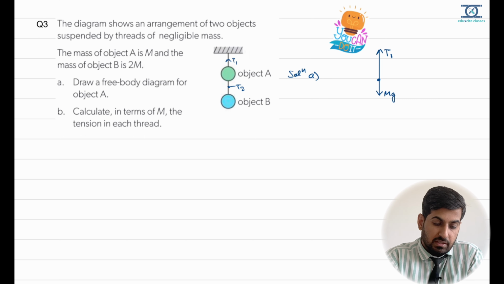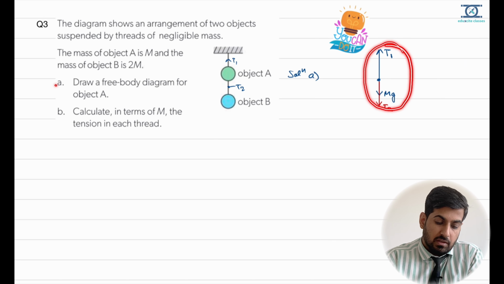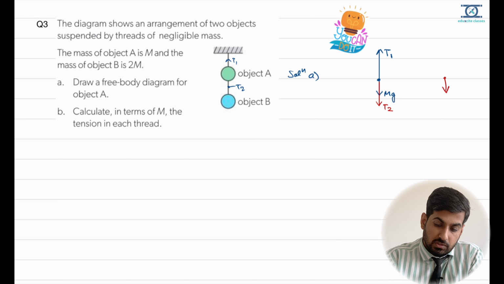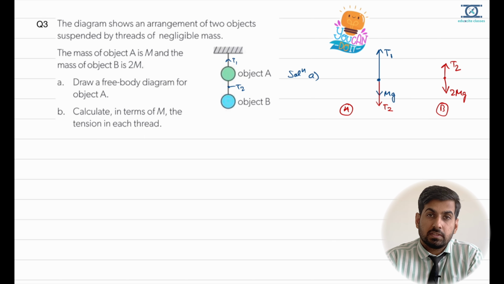So for object A, the tension will be downward. Tension T2, let us say I draw like this, it will be like this. So this will be the free body diagram for object A. Now if I want to draw it for object B, although it has not been asked, it will be 2mg, this is for A and this is for B. 2m because mass is 2m, so 2mg, and tension T2 I will draw in the upward direction like this.